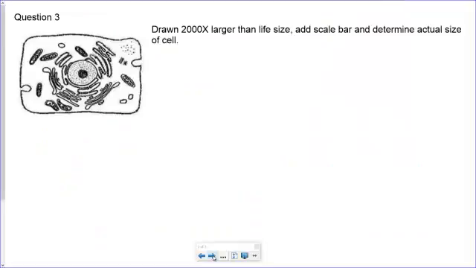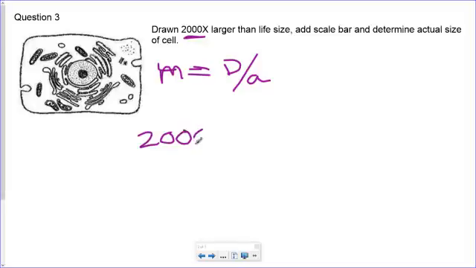Okay, so problem 3 tells you that it's drawn 2,000 times larger than life size, and it wants you to add a scale bar and determine the actual size of the cell, not the drawn size of the cell. So this is going to be the magnification formula. The magnification equals the size of the drawing divided by the actual size of the cell. This is one that you will need to know. So you have the magnification as 2,000 times.